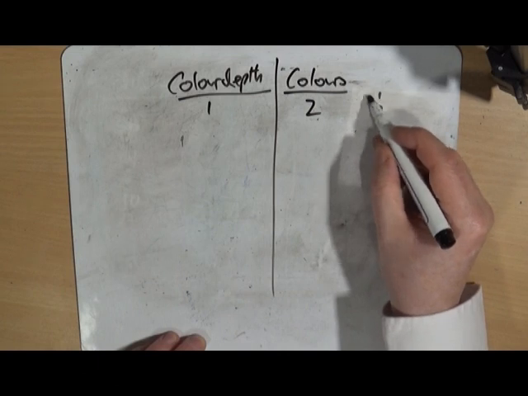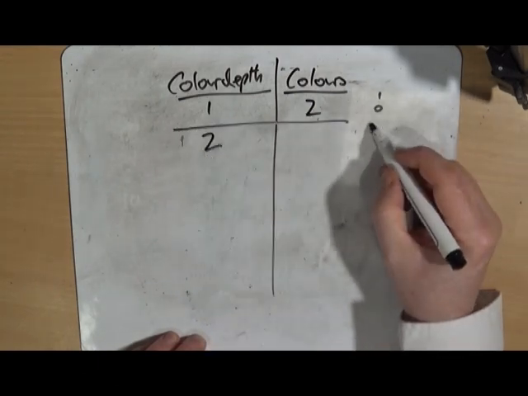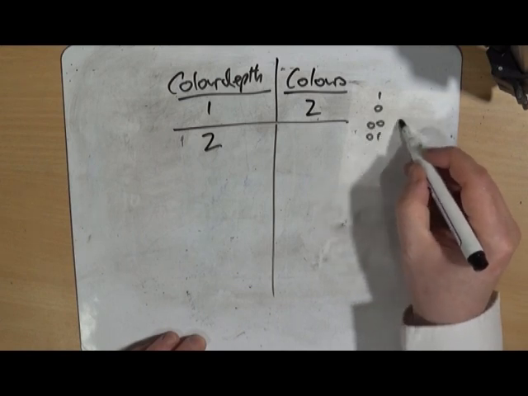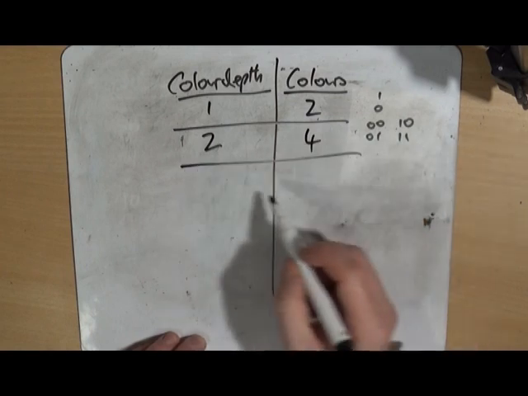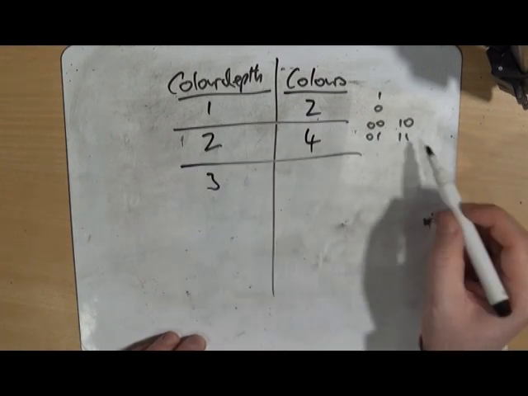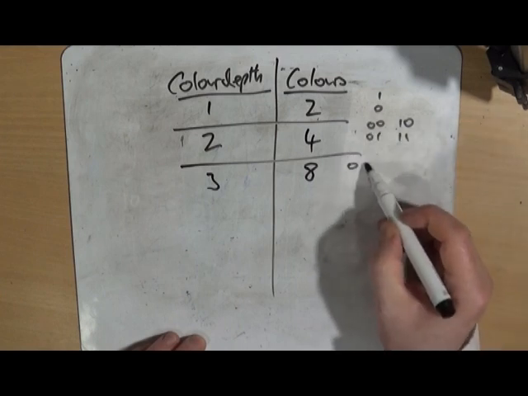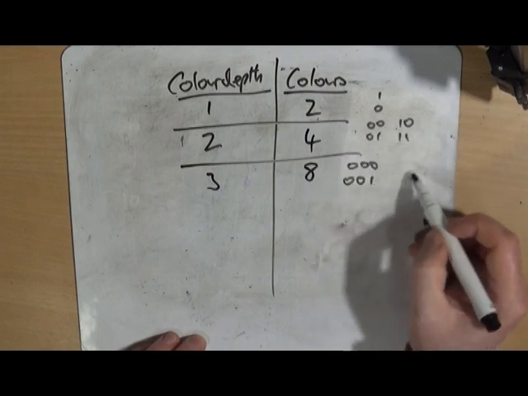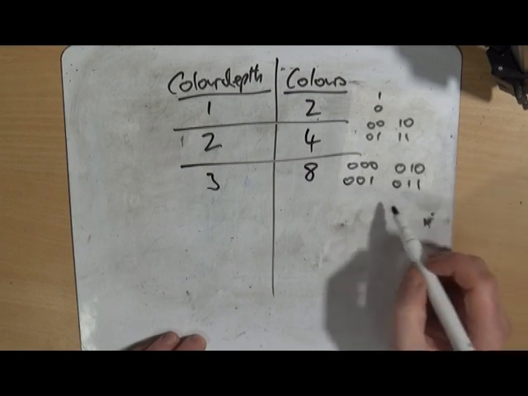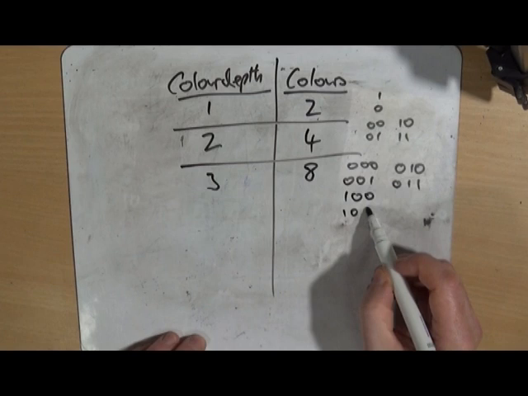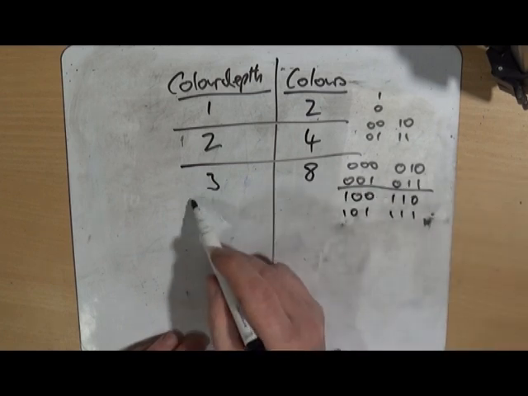Yep, 2 possible colours. If we have a colour depth of 2, then we can have 0 0, 0 1, 1 0 or 1 1. So we can have 4 colours. Colour depth of 3, we can have 8 numbers, because we could have each of these with a 0 in front, or we could have each of these with a 1 in front. So we have potentially 8 numbers.